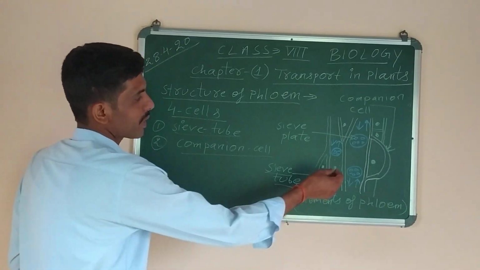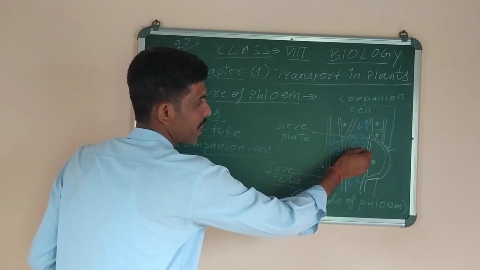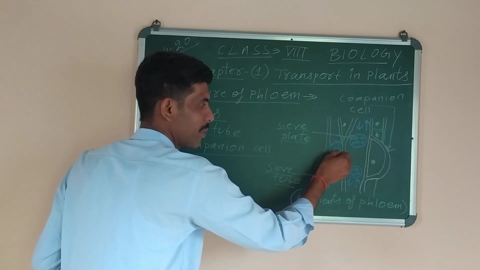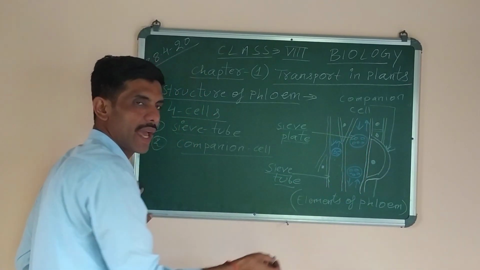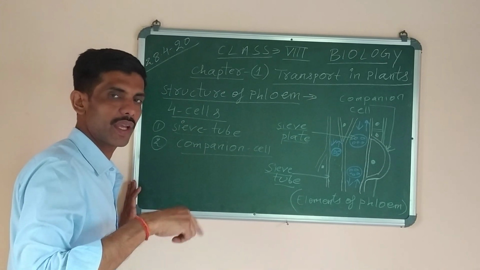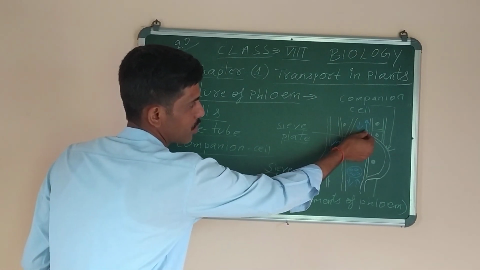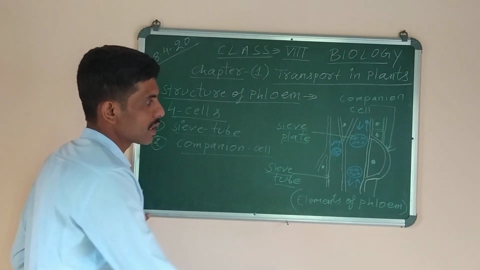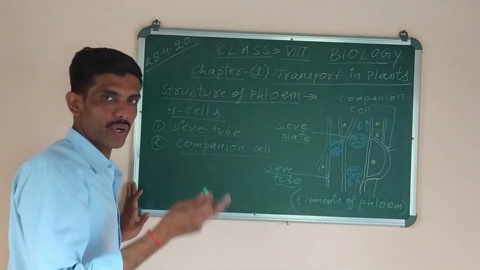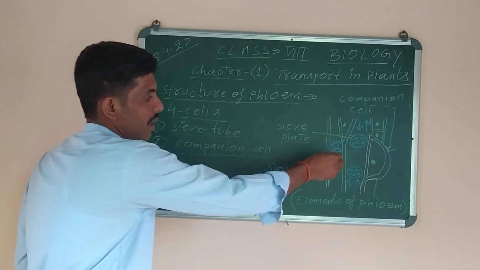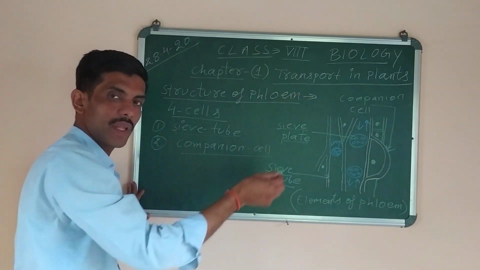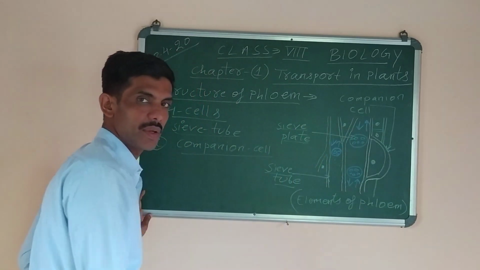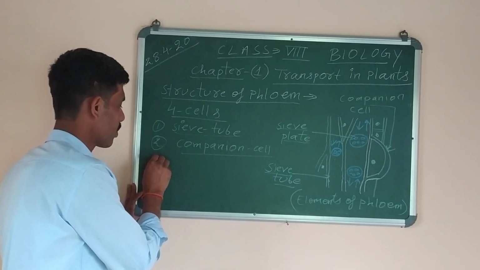Then you can see in the sieve tube there are perforated plates. These plates are called sieve plates. They have tiny pores in them. These pores help in conduction of food in either direction. The arrow you can see, as shown in the diagram, points both upward and downward. It means it is bidirectional. Bi means in both directions. The food can be transported from the leaves to other parts of the plant and from the other parts of the plant back to the leaves also. So there is bidirectional flow of food.